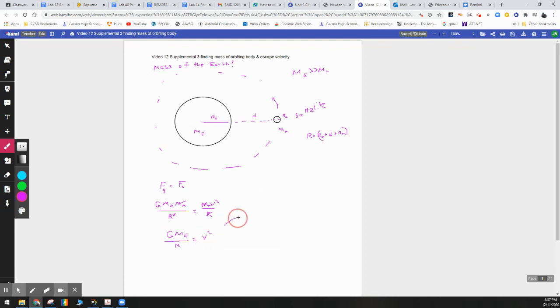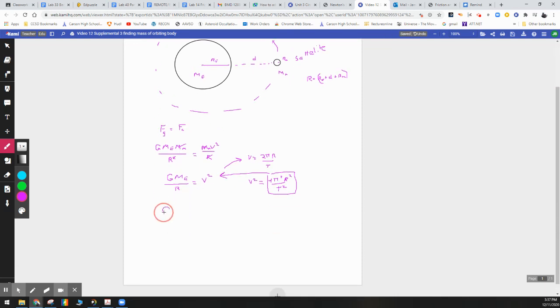Now, off to the side here, v, because it's nearly circular, is 2 pi r over the period. Therefore, v squared equals 4 pi squared r squared over T squared. So that's what v squared is. We're going to take this and substitute it into here. So we get big G times the mass of the Earth over r equals, over here this was v squared, so it's going to be 4 pi squared r squared all over T squared.